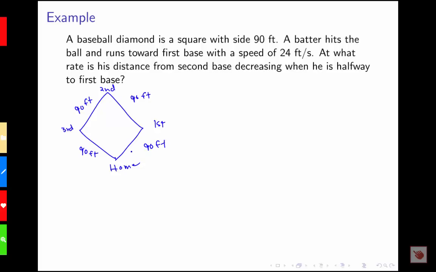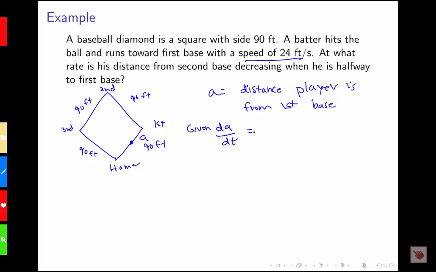I've got my player that's running towards first base, so he's somewhere here. We've got this speed of 24 feet per second. I need to introduce a variable that represents his distance from first base. So let A be the distance the player is from first base, so that as he's running towards first base, that distance is decreasing. So our dA/dt is equal to negative 24 feet per second.